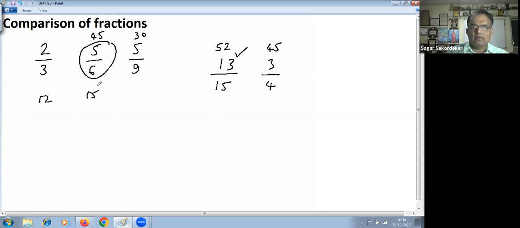5 upon 6 is the highest. By comparing these two, we found that this is greater, and then we compared that. So try this. Tell me the answer in the chat box: first, second, or third. The first fraction is 3 upon 4, second is 5 upon 8, and third is 7 upon 12.